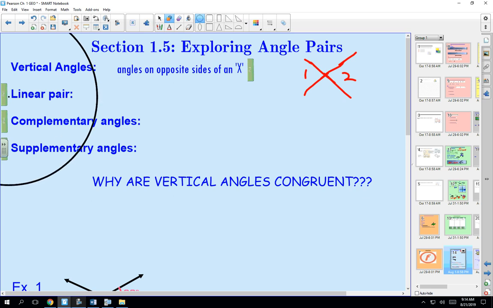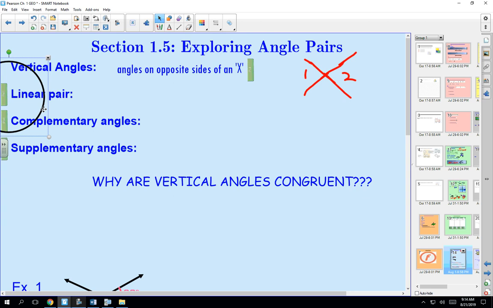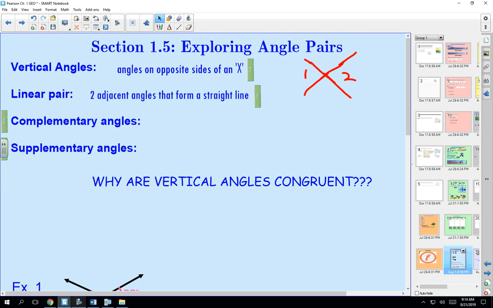All right, so linear pair. All right, so here we go. A linear pair is two adjacent angles that form a straight line. So something like this. If I drew a picture of that, I might have my 1 and 2 next to each other instead. So two adjacent angles that form a straight line make a linear pair of angles.